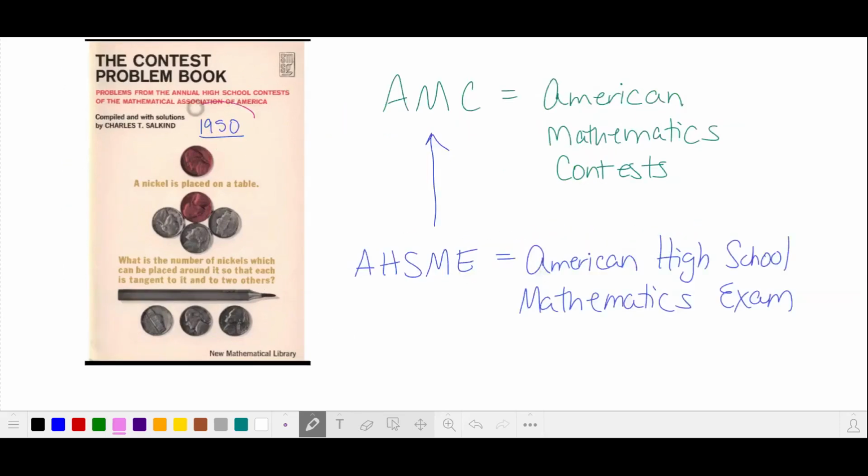Most of the problems from these old exams are very similar to the ones that you'll see on a current AMC, but there were a few that were fairly different, and I have not seen anything like it on an AMC from the last 10 or 20 years. Let's take a look at some examples.